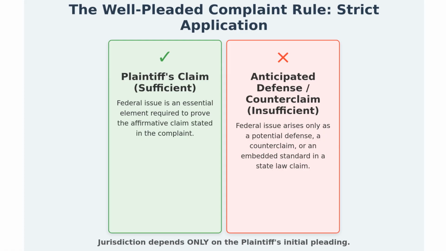Even if a state law claim requires interpreting or applying a federal standard, such as determining compliance with a federal regulation, this alone usually does not confer jurisdiction unless the interpretation of that federal standard is an essential, necessary element of the state law claim itself. The focus remains squarely on what the plaintiff must prove to win on their initial complaint, as dictated by the relevant state law cause of action.